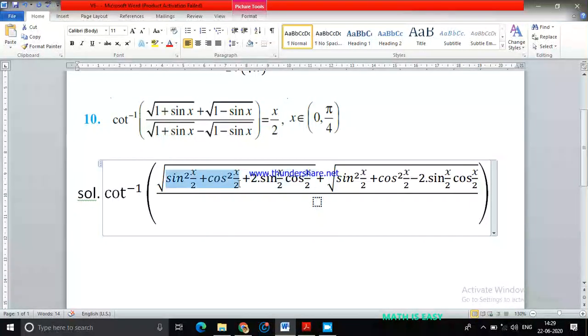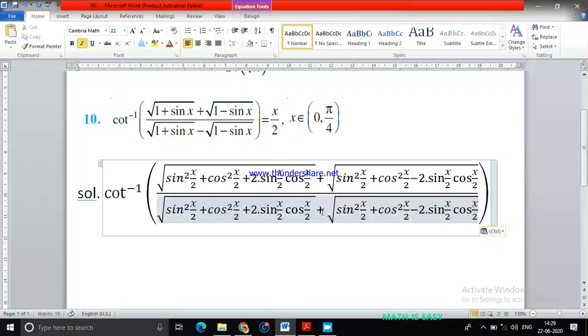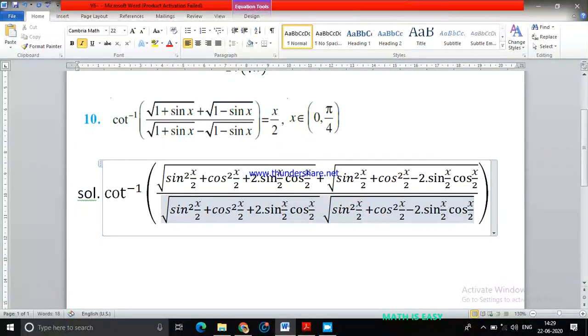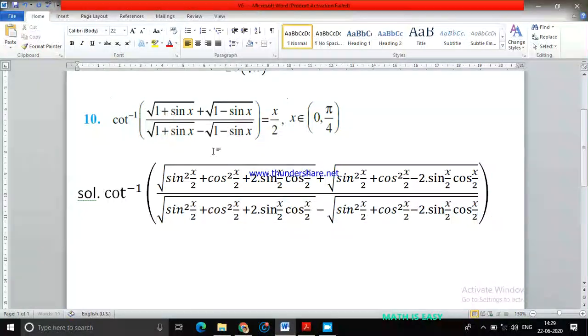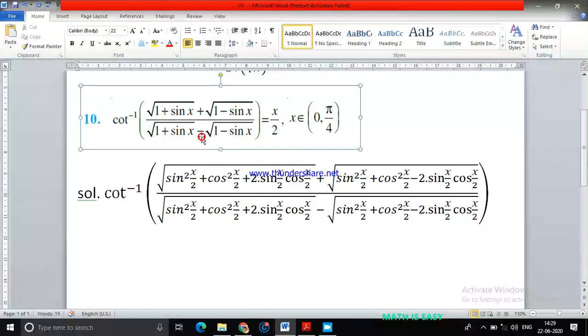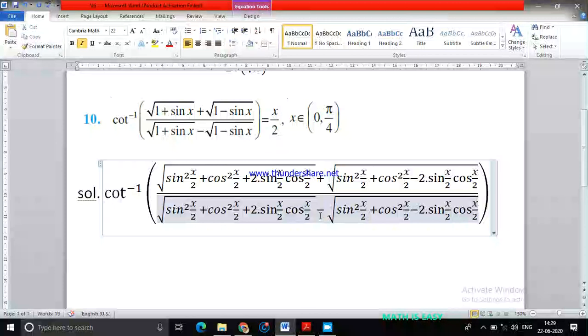I think let me copy entire thing. Same terms, only one term will differ. This is going to be minus sign, because between the two terms you have minus sign here, so that's why I kept minus sign.